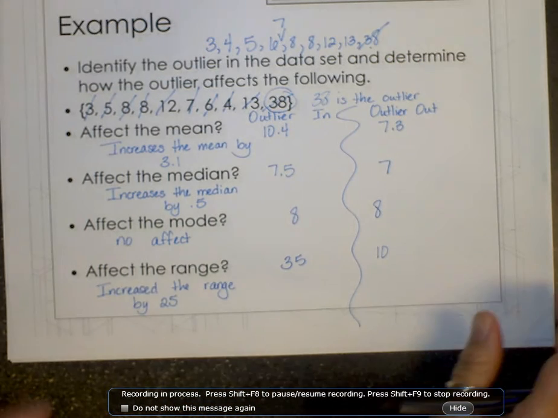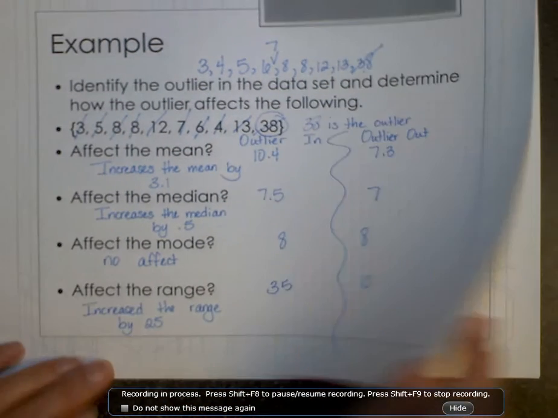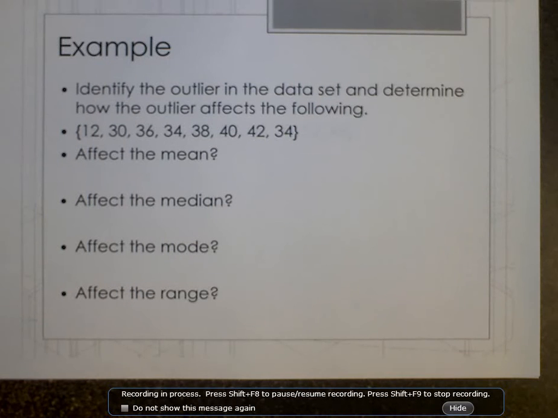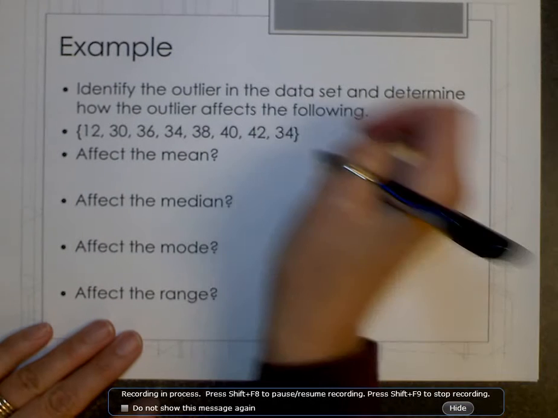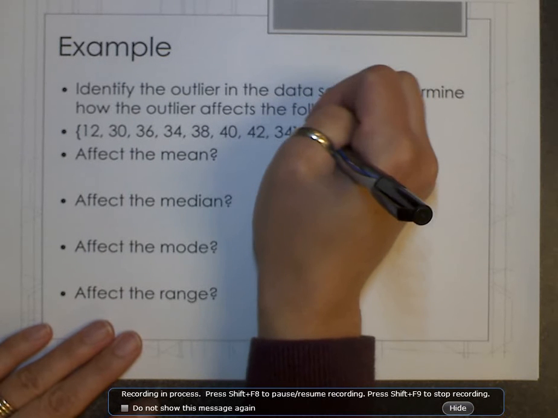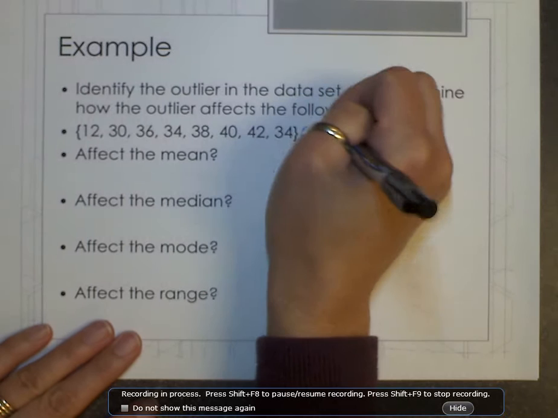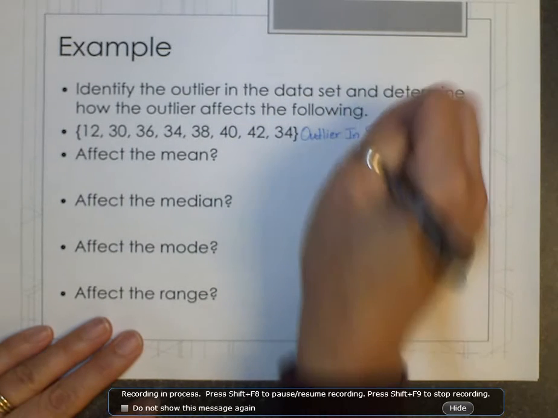Okay, so this is our first example. On to the next example. Doing exactly the same math. Here we go. Outlier in. Outlier out.